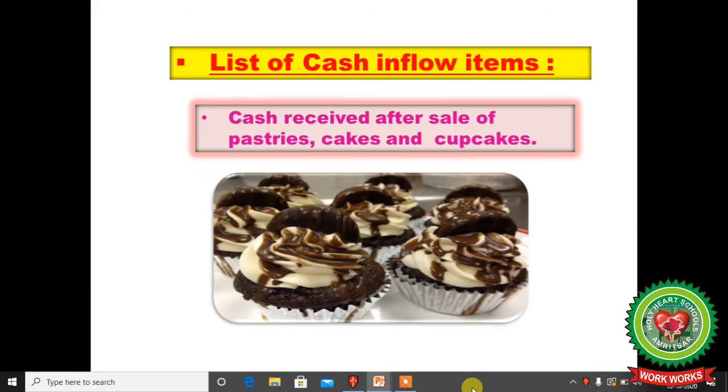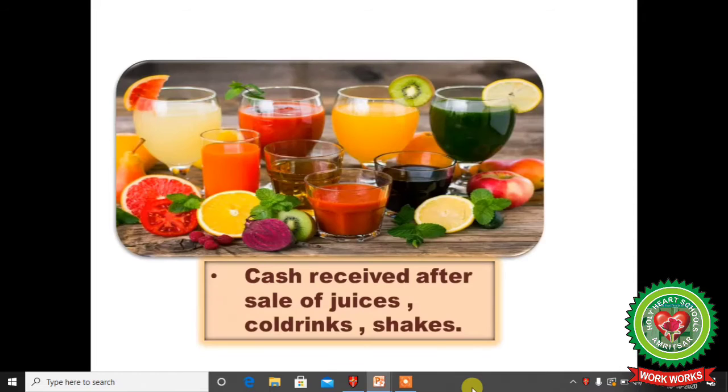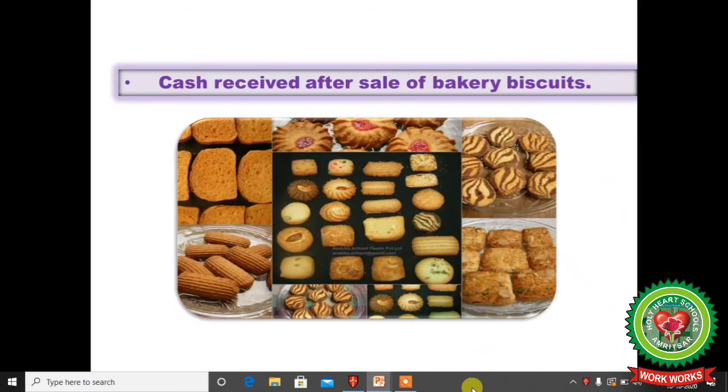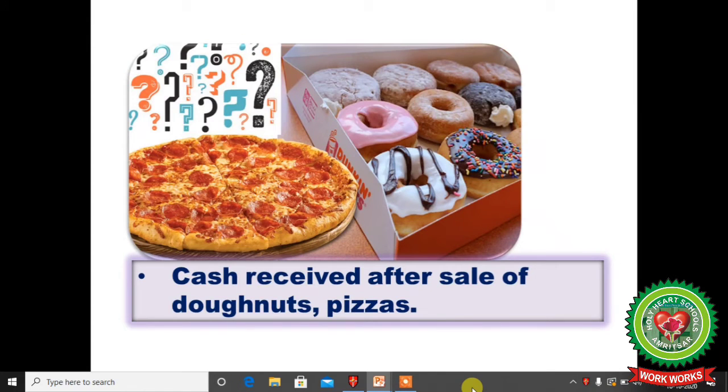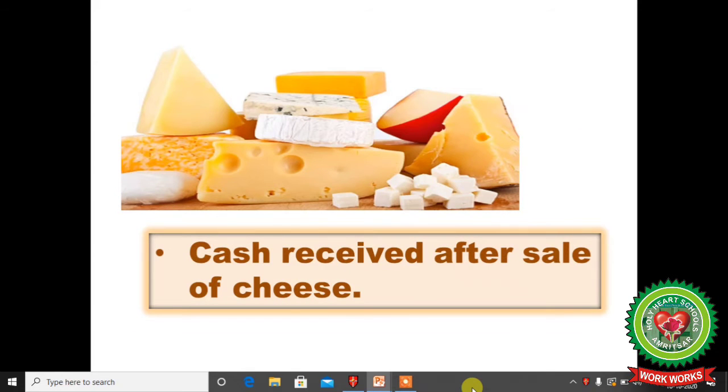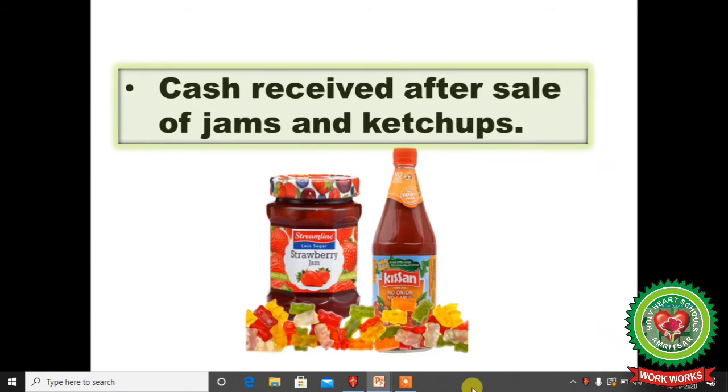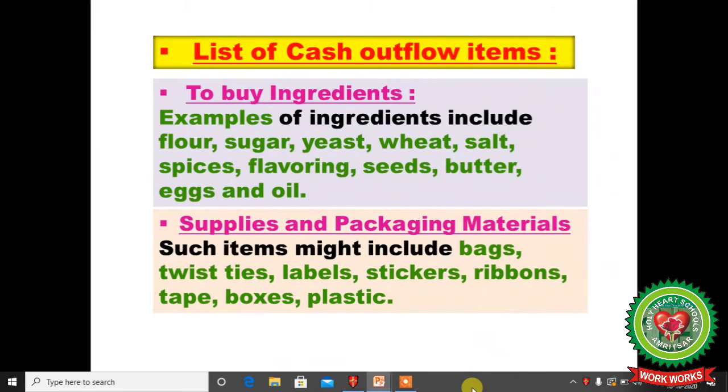List of cash inflow items: cash received after the sale of pastries, cakes and cupcakes; cash received after the sale of juices, cold drinks, shakes; cash received after the sale of bakery biscuits; and cash received after the sale of donuts, pizzas and cheese. All such items are available in Ronak's bakery, and he receives cash after the sale of these goods. Now the list of cash outflows.